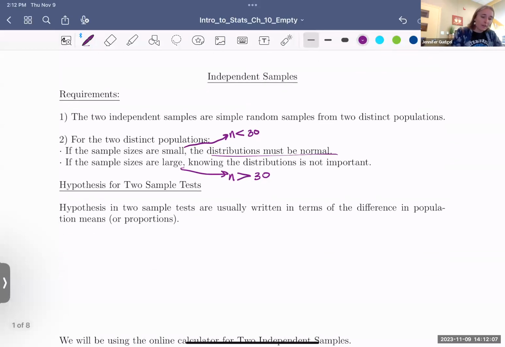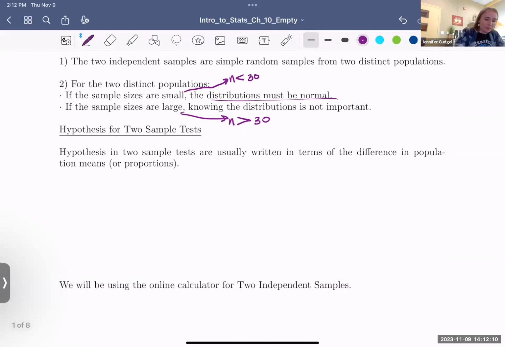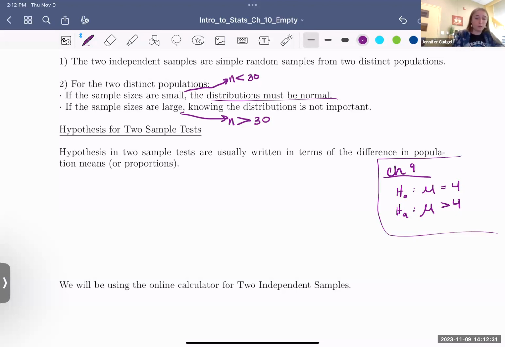Again, in chapter 9, we had mu compared to a number. Our null hypothesis could be that mu was equal to 4, and our alternative hypothesis could be that mu was greater than 4. Here, we're not going to be comparing it to a number. We're comparing the means to each other. So we're going to have one average equal to another. Or sometimes it can be written in this way.